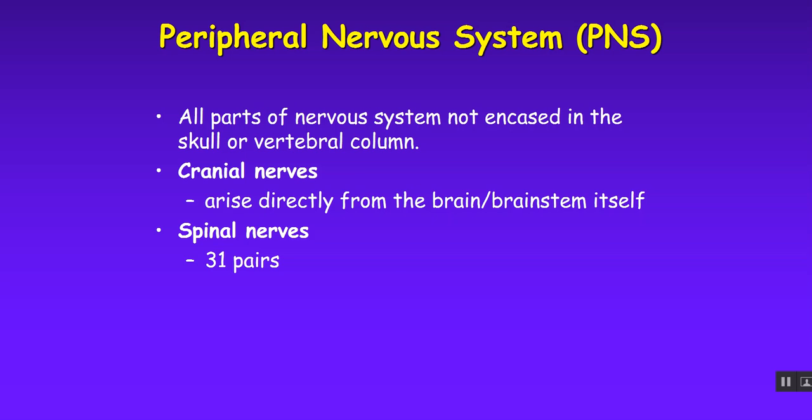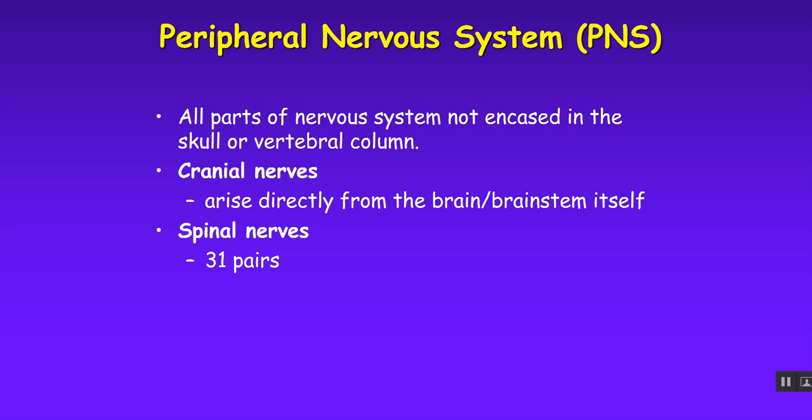Feel free. So. Peripheral nervous system is the next one here. So we talked about the neurons and neuroglial cells, central nervous system. Now the peripheral nervous system. This is all parts of the nervous system not encased in the skull or the vertebral column. Once the nerves come out of the skull or the brainstem or the spinal cord, they're peripheral nervous system.